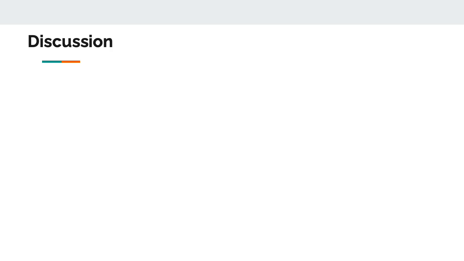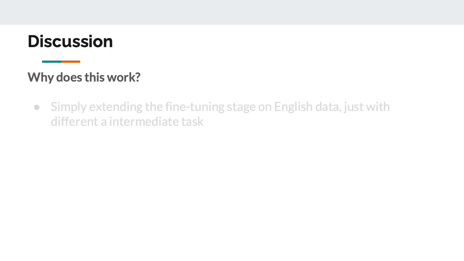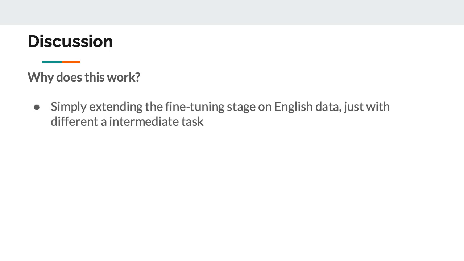With all our results in hand, one might reasonably ask, why does this work at all? Why are our models still able to perform well even with 2 phases of fine-tuning on English in between? Well, one way to think about it is that adding an additional phase of fine-tuning with an intermediate task is simply extending the fine-tuning stage on English data.